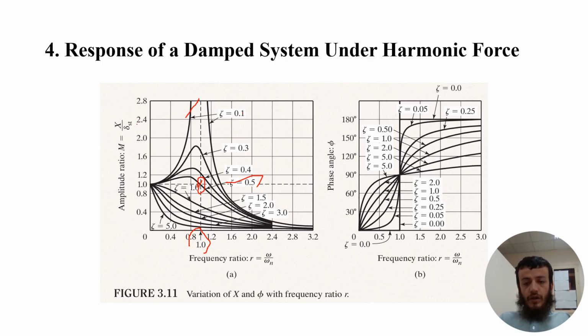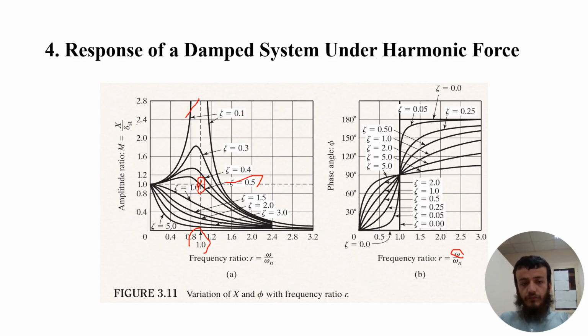When the damping ratio is 0, it will be resonance at the frequency ratio of 1. Resonance occurs when the frequency ratio is equal to the natural frequency, as we stated earlier. Because of this, if we have 1, we have 0 damping ratio here, and the phase angle is infinity.